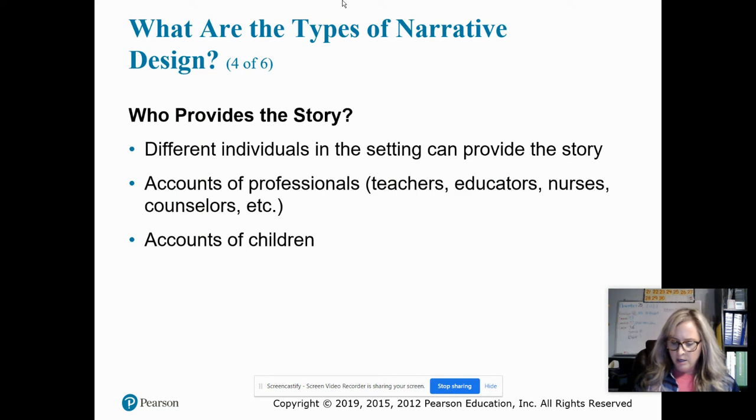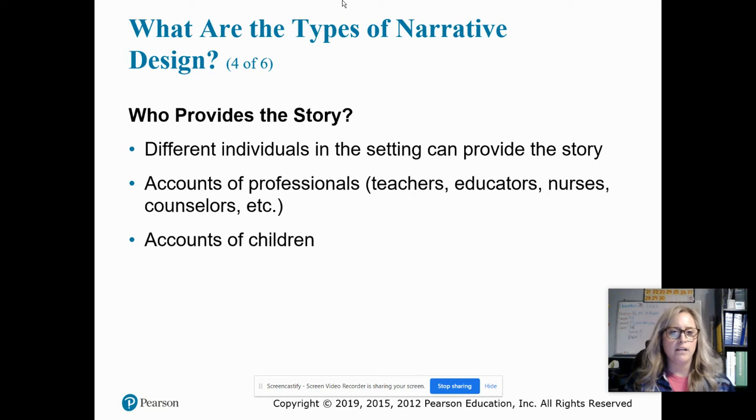Okay, third, who provides the story? Okay, so you need to think about that. This is just part of the design of your study. You need to think about who's going to provide the story. Different individuals in the setting can provide the story. You could do teachers, educators, nurses, counselors. I mean, the sky's the limit. You decide. And you just need to be able to write it down and be able to focus on that.